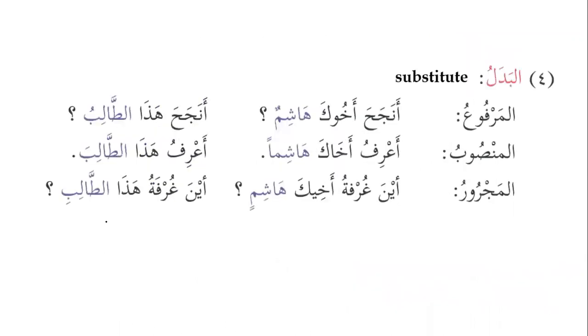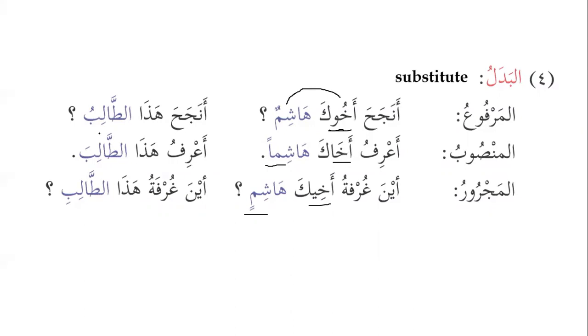Then we have البدل, substitute, and this is basically also used for emphasis, so it will also follow the same idea. أنجح أخوك هاشم. So أخو is مرفوع, and Hashim is also marfu. Arifu akhaka hashiman. So akha is mansub and hashiman is also mansub. Aina ghurfatu akhika hashiman. Akhi is majrur and hashim is also majrur. So this is the example from al-asma'ul khamsatu. Akhu, akha, akhi. And this is the regular one.